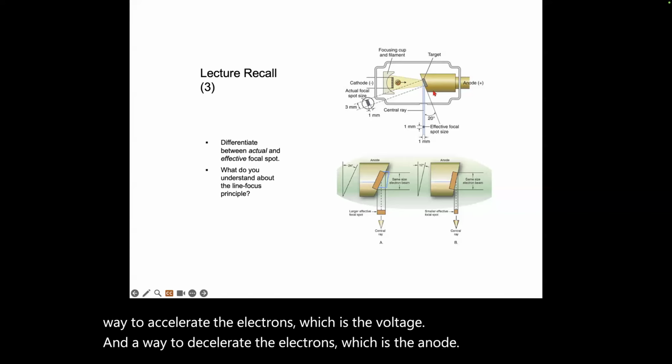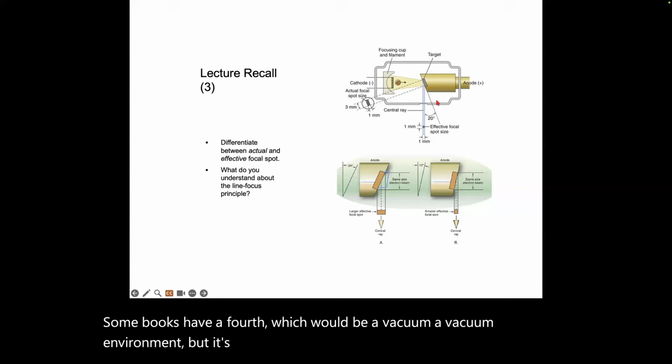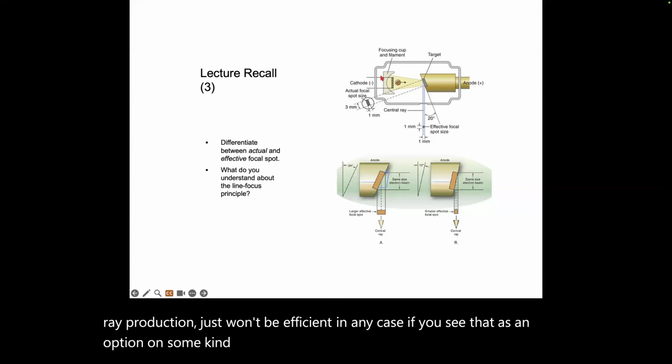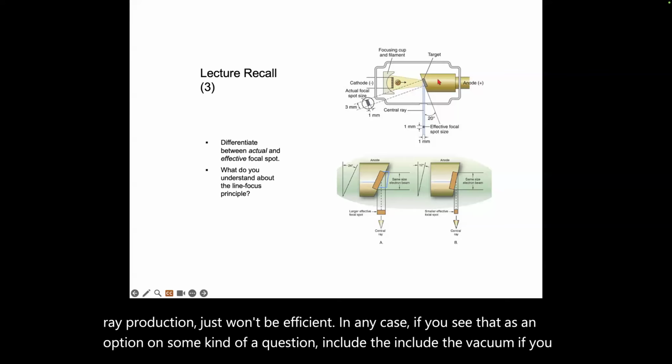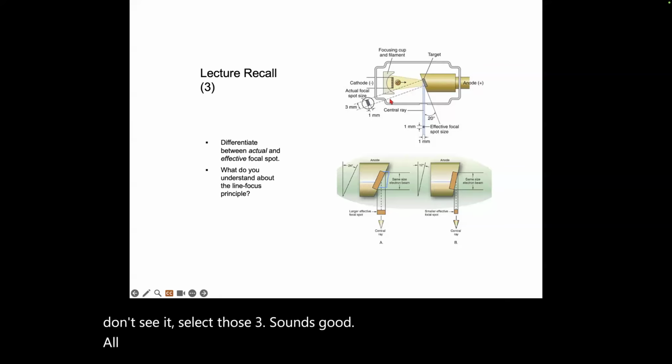Some books have a fourth, which would be a vacuum environment. But it's not necessary in my view because you can still have X-ray production, it just won't be efficient. In any case, if you see that as an option on some kind of a question, include the vacuum. If you don't see it, select those three. Sounds good? Yeah. All right. Cool.